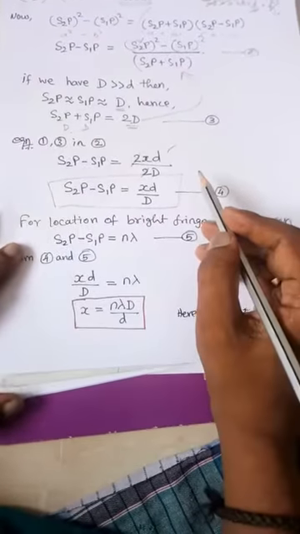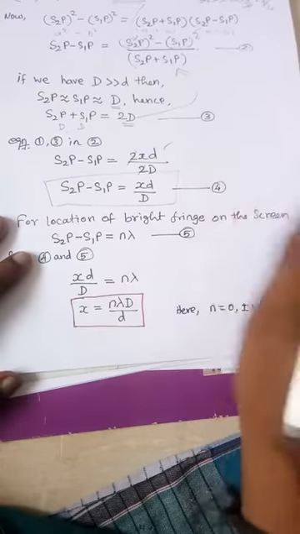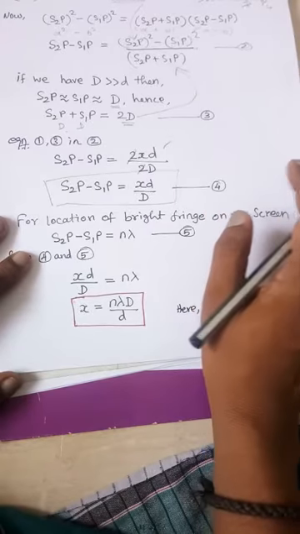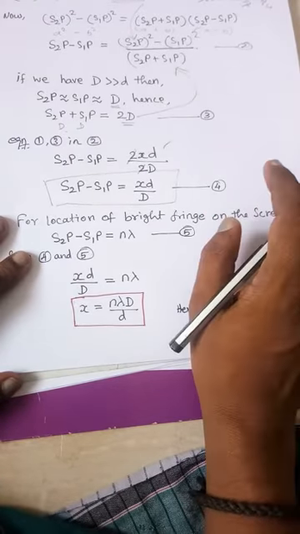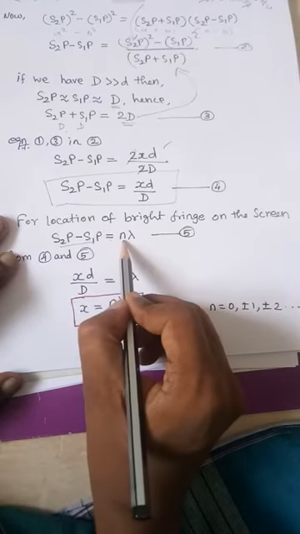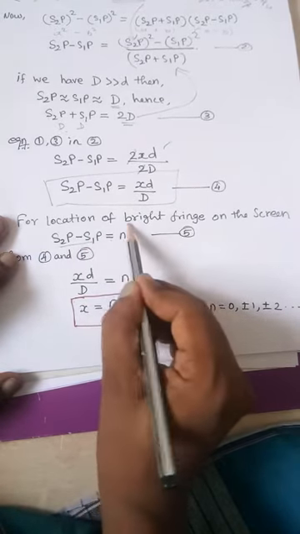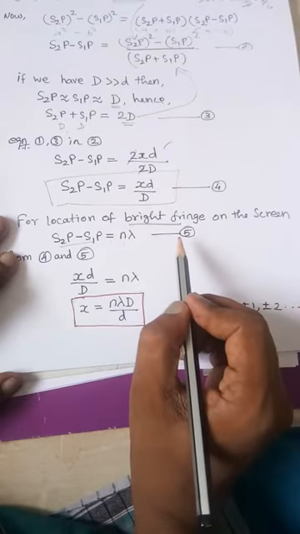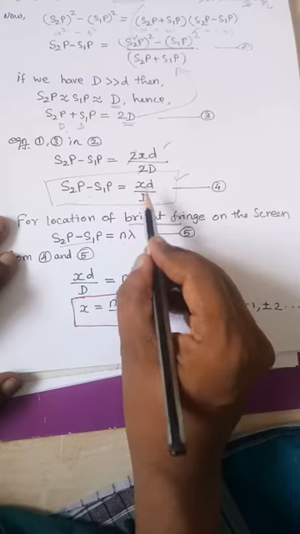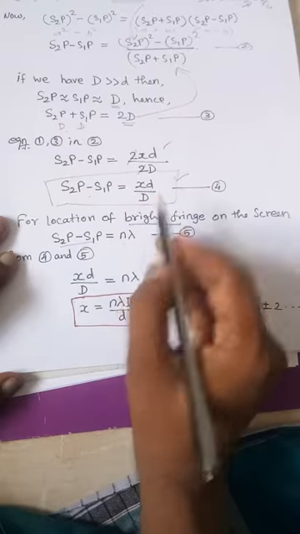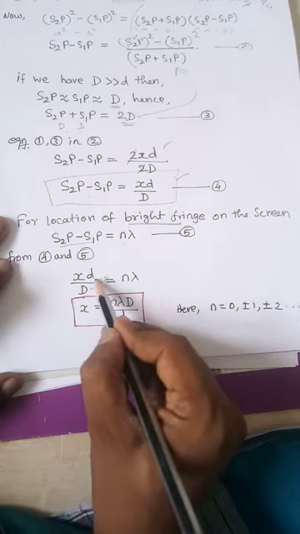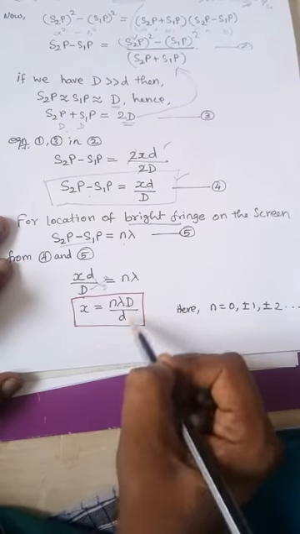First, the condition for bright fringes. This concept is already there in the basic formula: the path difference is equal to n lambda. It's the bright fringes condition. Now this is our condition, the path difference is xd by D. So compare these two equations: xd by D is equal to n lambda. So x is equal to, cross multiplying, n lambda D by d.